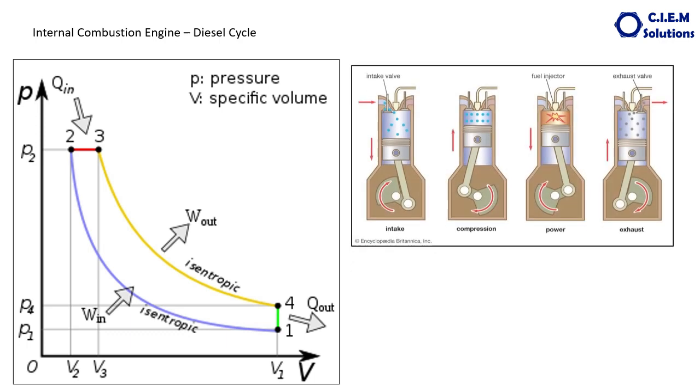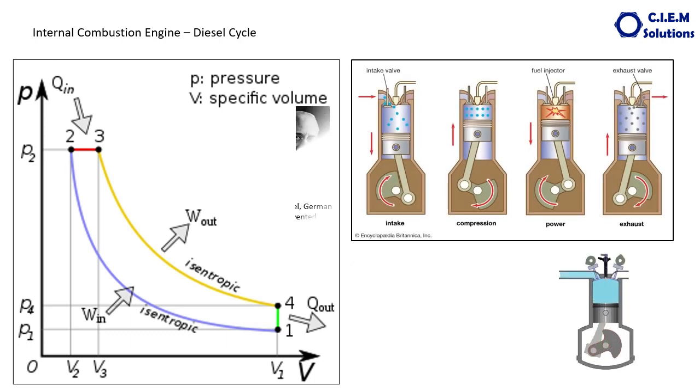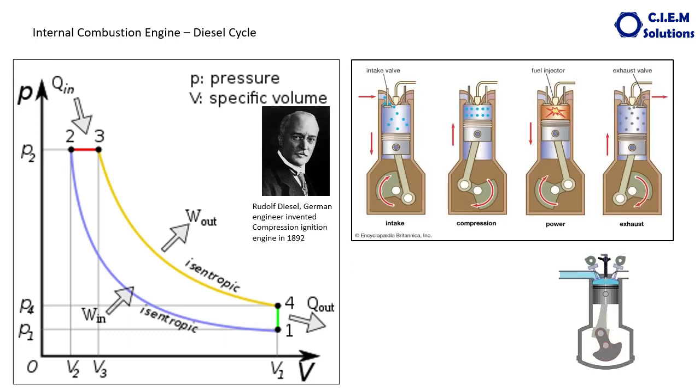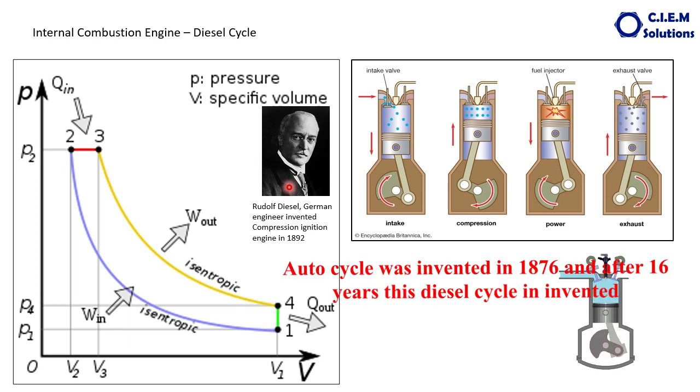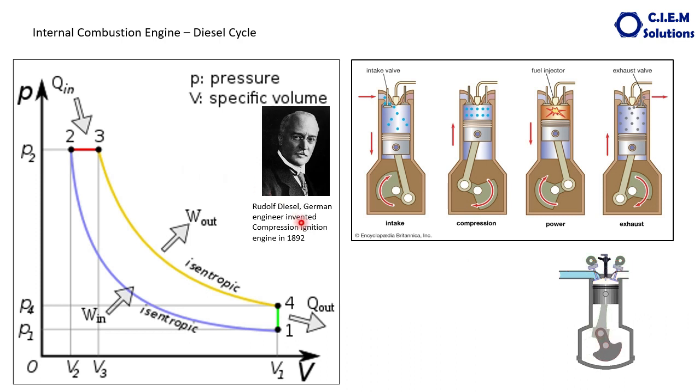This is called the diesel cycle. See the difference. And this was invented by again a German engineer, Mr. Rudolf Diesel, in 1892. The Otto cycle was invented somewhere in 1867, and this was invented in 1892, that is after 25 years. That was called the spark ignition engine, whereas this is called the compression ignition engine. There is no spark generation in this process.